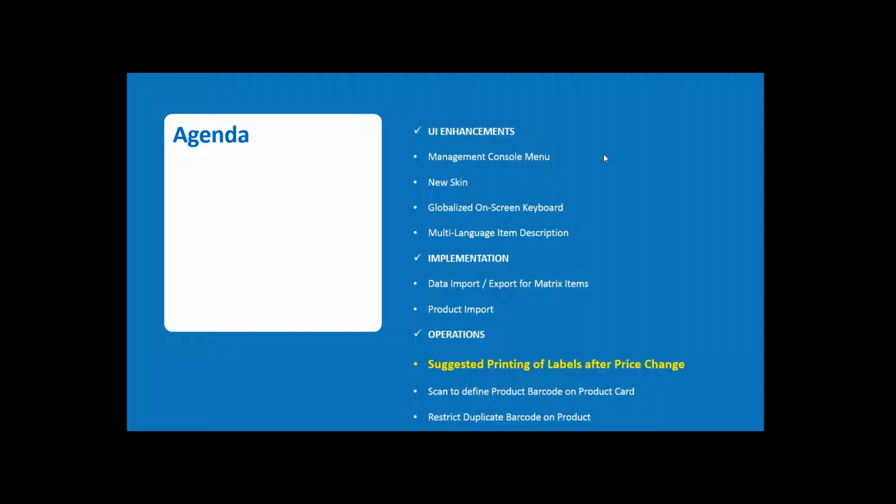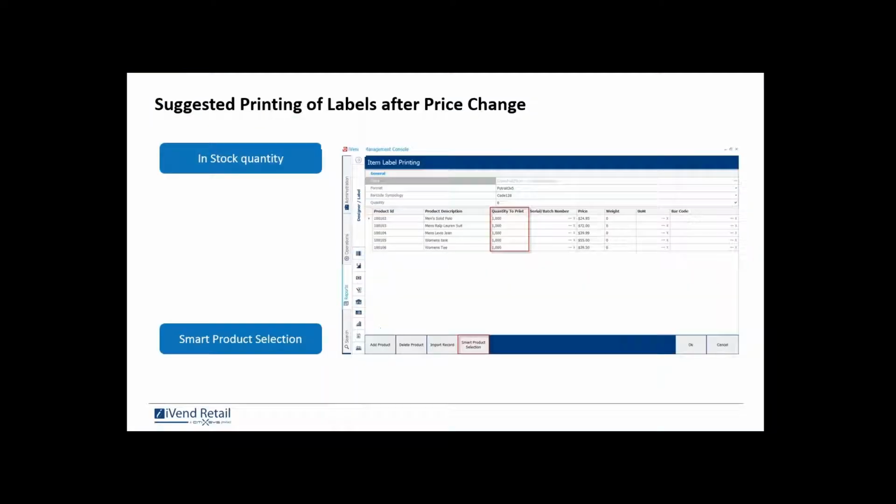Okay. Now going further, last I'm going to talk about operations. So when we talk about the operational enhancements, most of these enhancements are related to the operation, the SKUs and merchandise management, that how we have made the merchandise management process much smarter and more intelligent in our application. So the first one is suggested printing on label after price change.